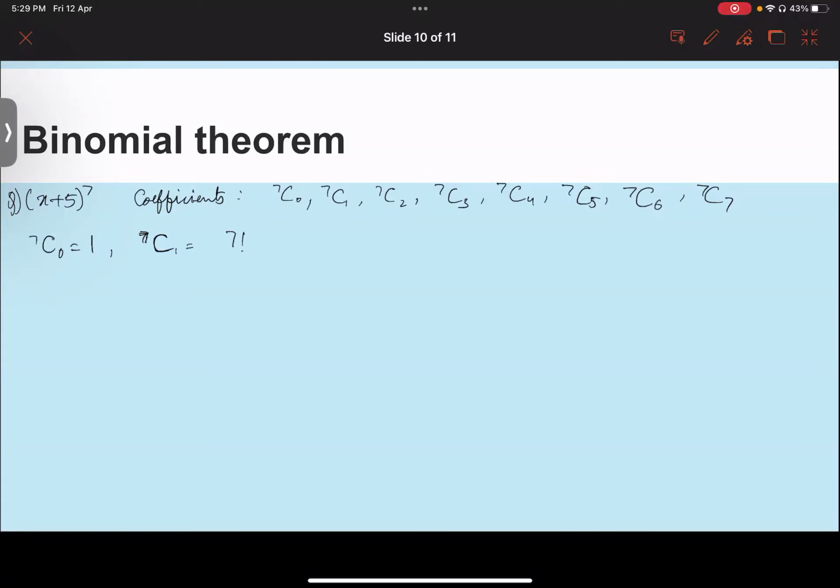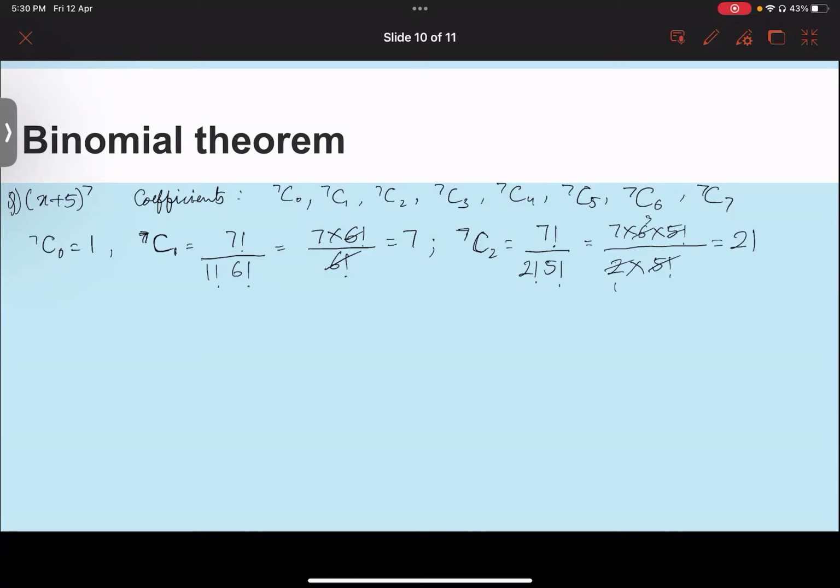so that is 7 factorial upon 1 factorial, and 7 minus 1 is 6 factorial. So you can expand 6 factorial, cancel it, and you will get 7. Okay, so this is your second term's coefficient. Then you have 7C2. So this becomes 7 factorial upon 2 factorial, and 7 minus 2 is 5 factorial. So you can again expand your numerator part, leaving the remaining factorial. Then 2 factorial is 2, and 5 factorial you write as it is. Cancel out 5 factorial, and 2, 3. So you have 21. Okay.